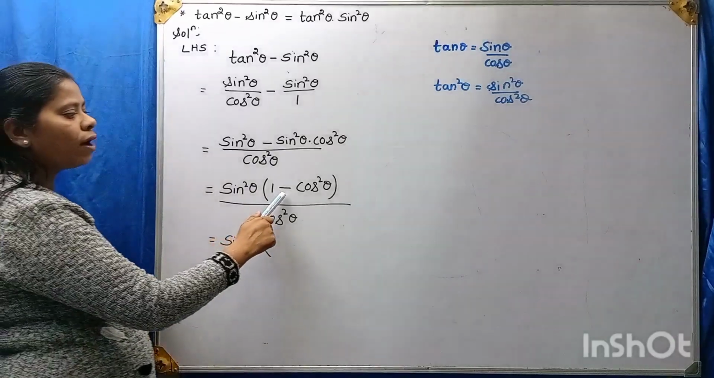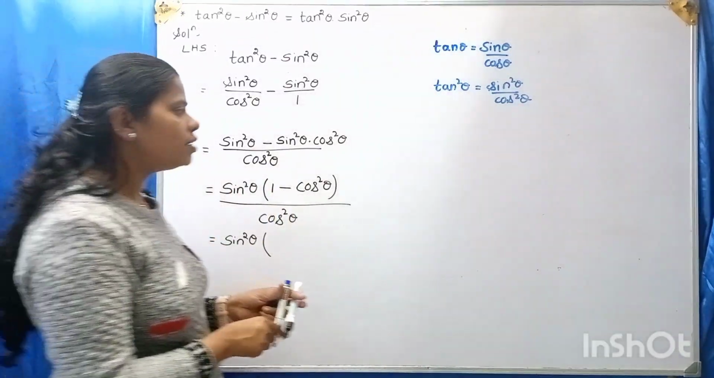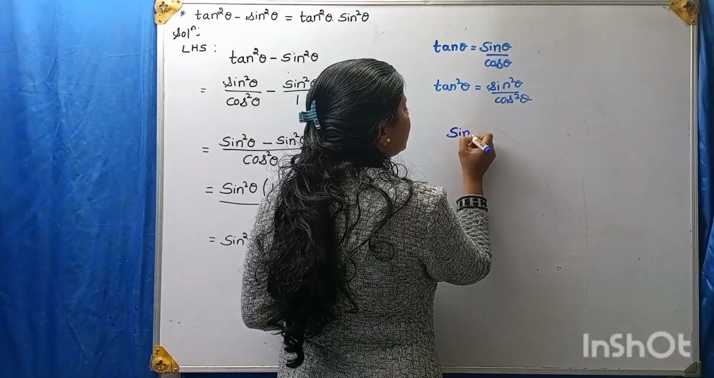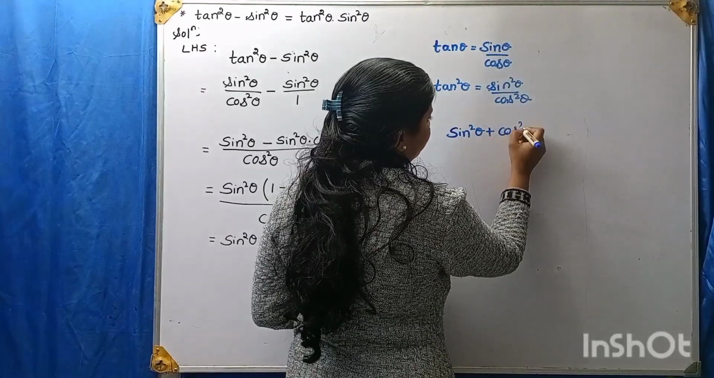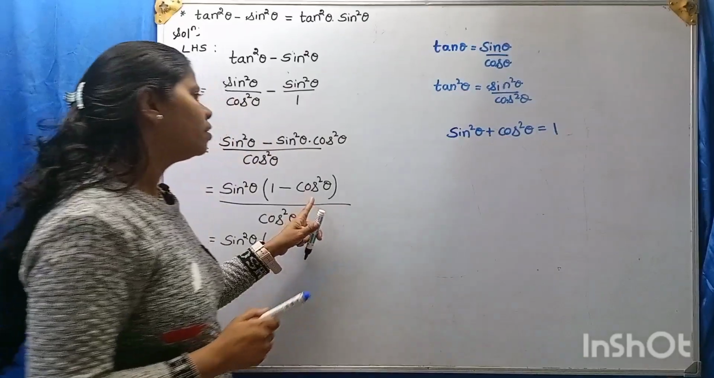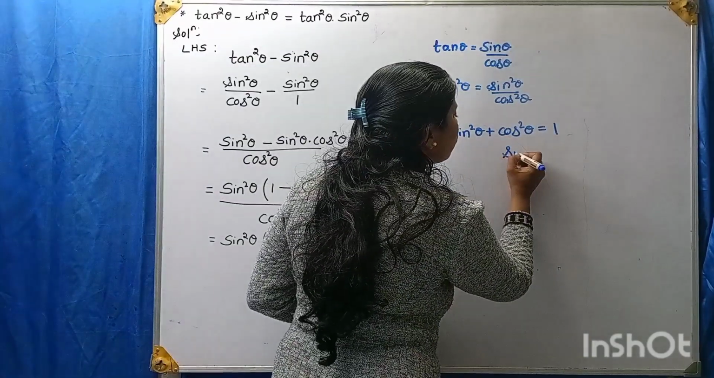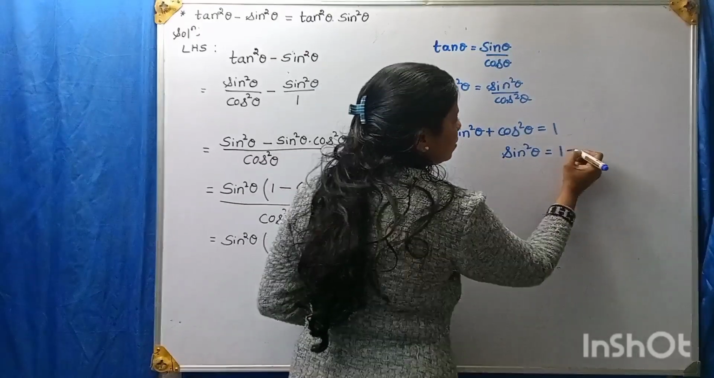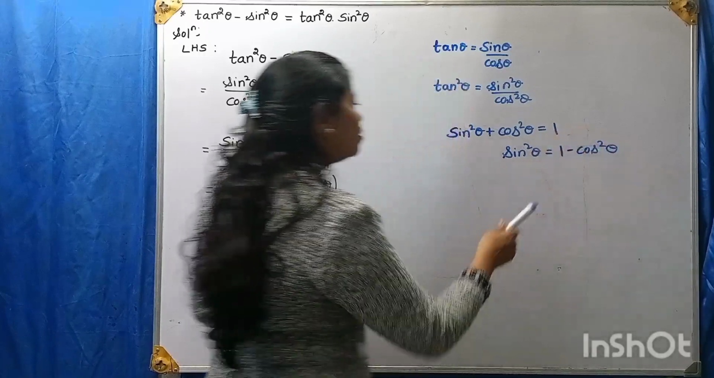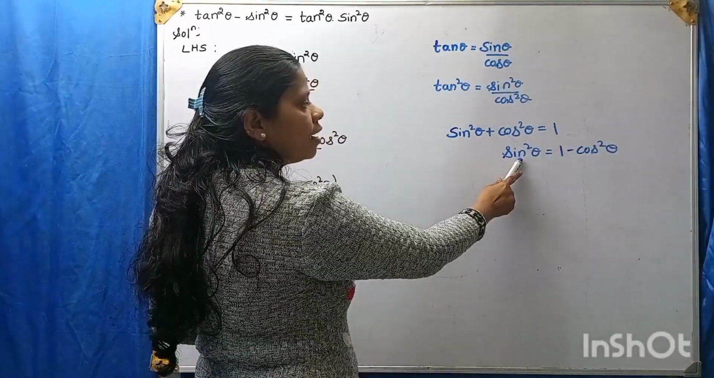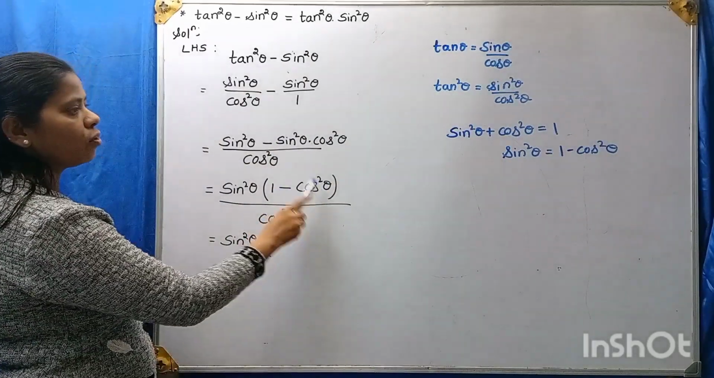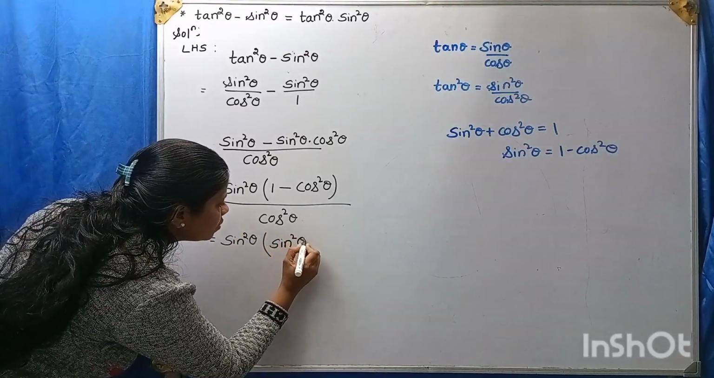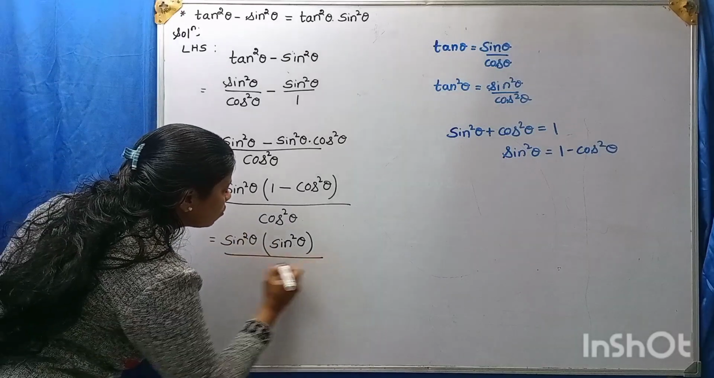Now look at this, 1 minus cos square theta. We know the standard formula of trigonometric identity. What is that? Sin square theta plus cos square theta is equal to 1. Then sin square theta is equal to what? Sin square theta is equal to 1 minus cos square theta, right? Therefore, this 1 minus cos square theta, I can write it as sin square theta. Sin square theta whole divided by cos square theta.